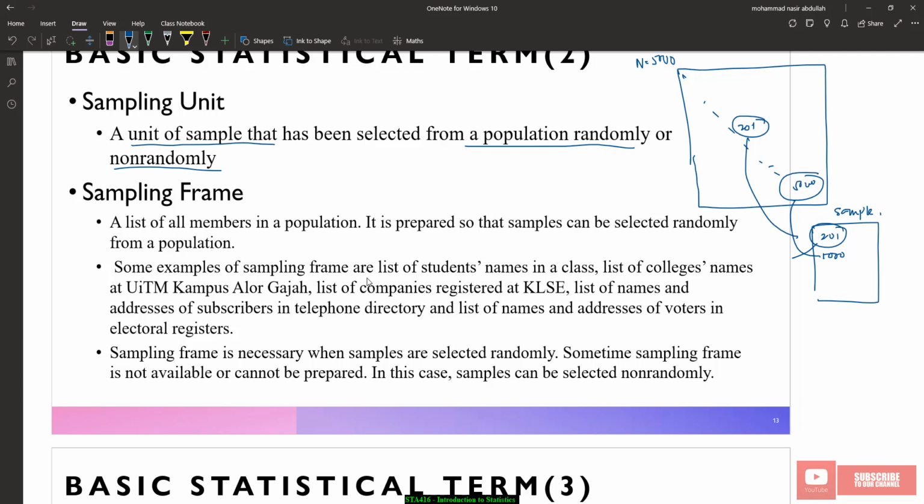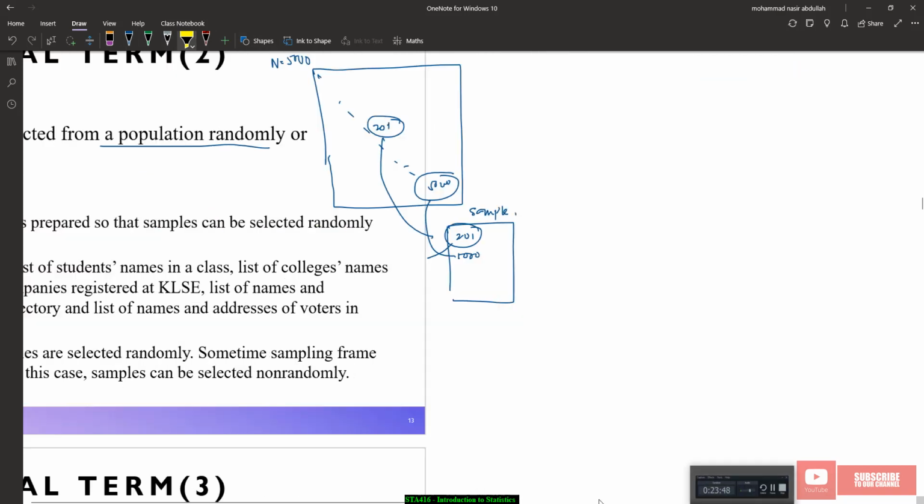Sampling frame is all members in the population. It is prepared so that the sample can be selected randomly from the population. Means that dia kata dekat sini, a list of all members in the population. Maksudnya sama juga konsep dengan ini. Let's say, I buka tepi sikit.